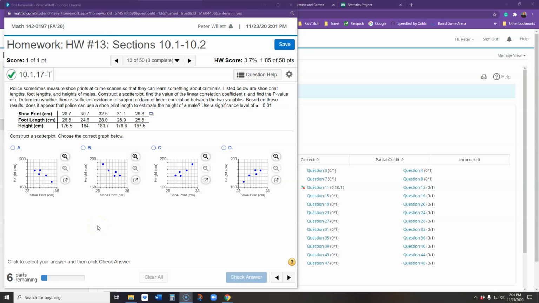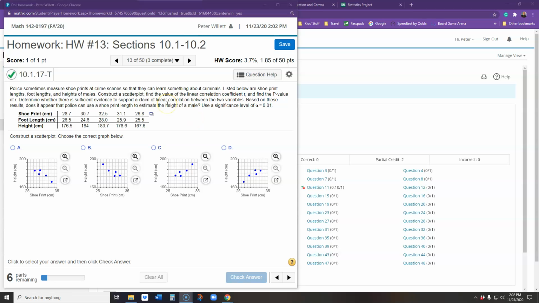Hey there, students. I'm going to do for you now Lucky Homework number 13, Lucky Problem number 13, which is a problem for linear correlation between two variables. And in this problem, it says that police sometimes measure shoe prints at crime scenes so that they can learn something about criminals. Listed below are shoe print lengths, foot lengths, and heights of males.